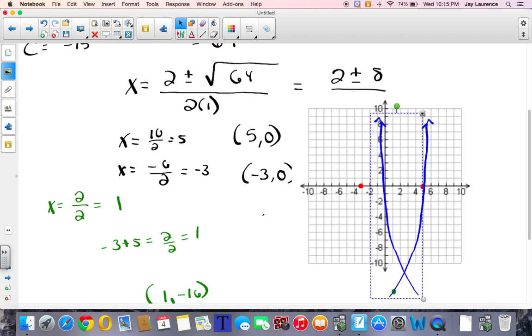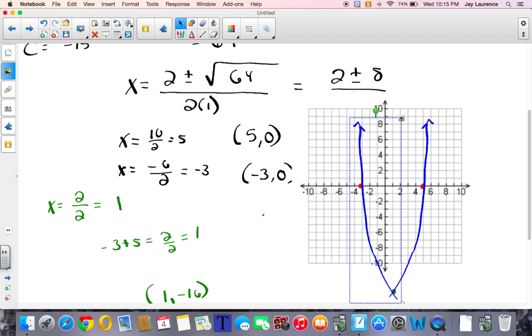Okay, and so it's going to look something like this, except it won't be that little crossy thing down there. It'll have to be a nice pretty U. And so I'll try to clean that up. Okay, it looks more like a V, but it is a U.